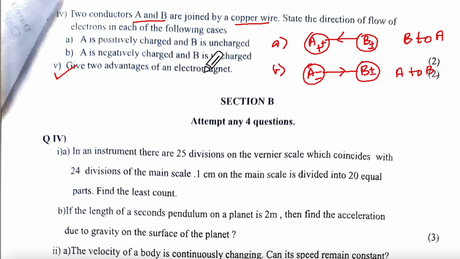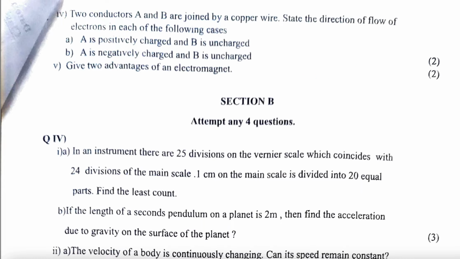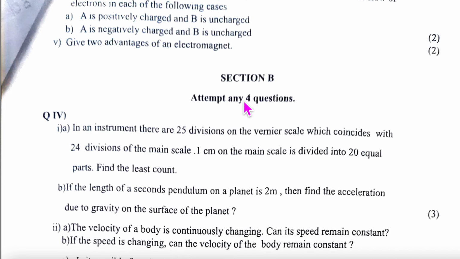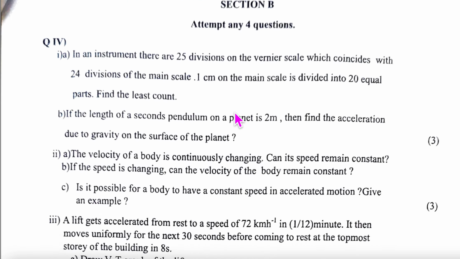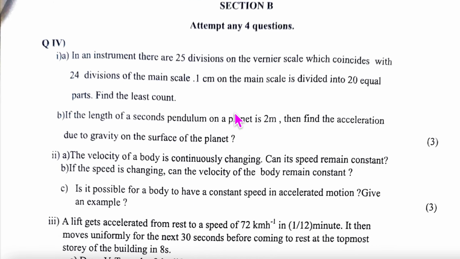Two advantages of electromagnet, these are again learning works. Yeah, the strength of the magnet can be increased or decreased, the polarity can be reversed, correct or no? So you can write all those. Now section B, any four questions. Let us see section B.